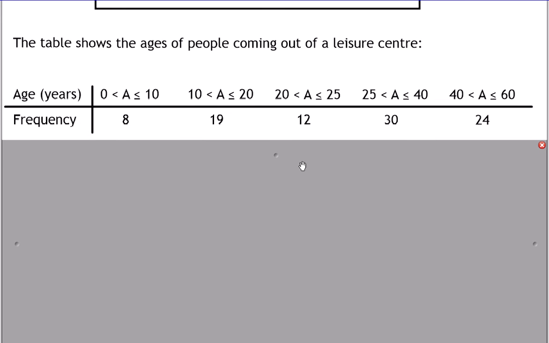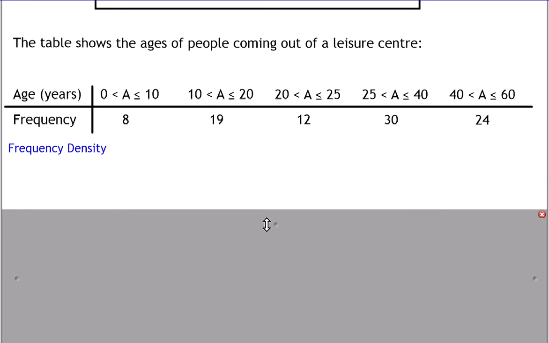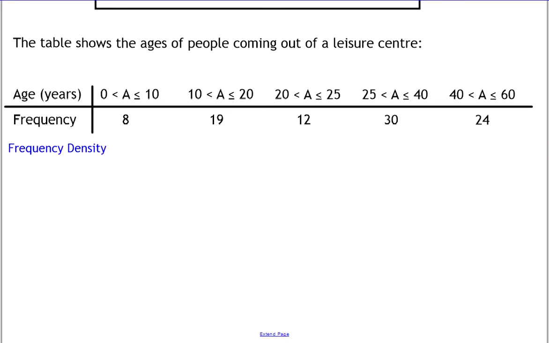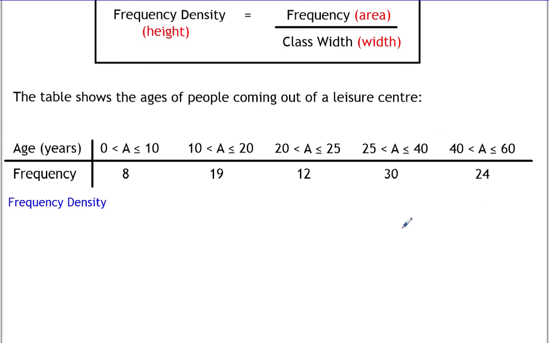And so to work out the frequency density, which is how we're going to draw a histogram, we need to use the formula up there. So frequency density is frequency divided by class width. So if I put the class widths on the top first of all, so this one is 10 wide, 10 wide. That one's only 5 wide because it goes from 20 to 25. This one is 15 wide because it goes from 25 to 40, and the last one is a width of 20 because it goes from 40 to 60.